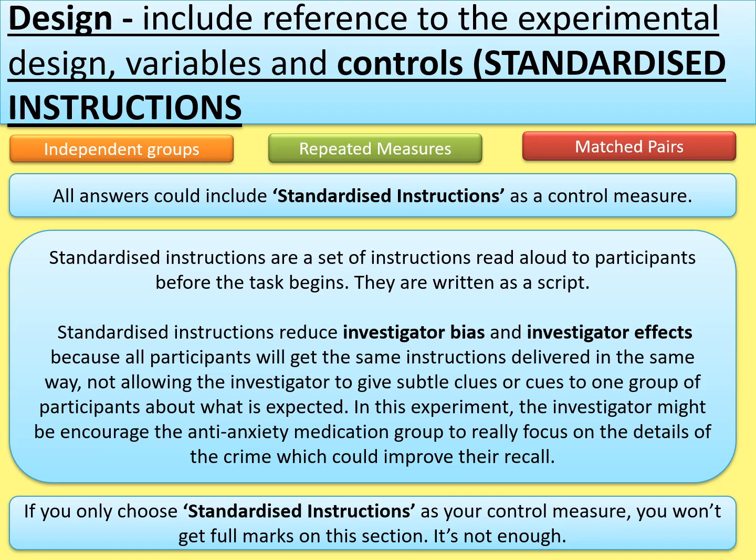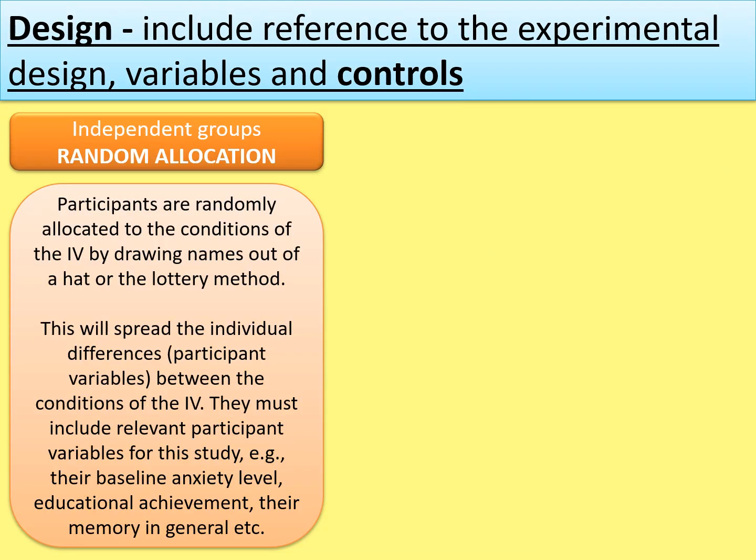Okay, so control measures. The first thing I said was that your control measures will usually depend on your experimental design. There are specific controls for specific experimental designs. So for independent groups, the control measure is random allocation. And if you're one of my students, think about that random allocation tin: what does it do, and what's it for? If you're not one of my students, then sorry.